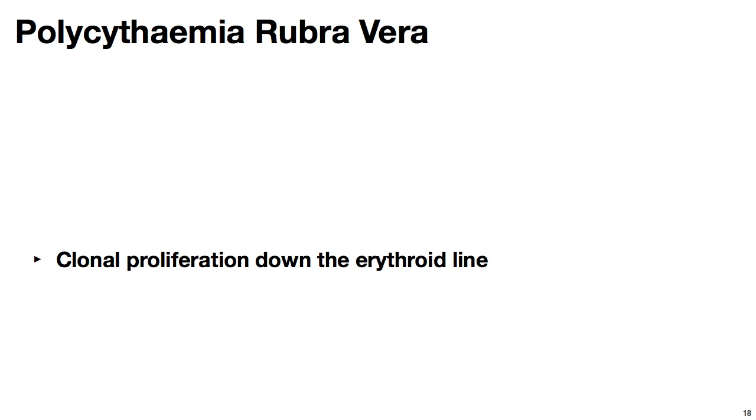Diagnostically, the challenge here is to distinguish between primary polycythemia or secondary polycythemia, which may be due to two patterns of disease. So patterns of chronic hypoxia, for example, in secondary lung disease, or patterns of abnormal erythropoietin secretion, for example, in renal cell carcinoma or polycystic kidney disease. So diagnostically, the most important thing is to exclude any of the secondary causes of polycythemia.